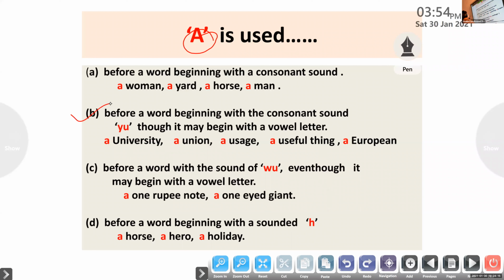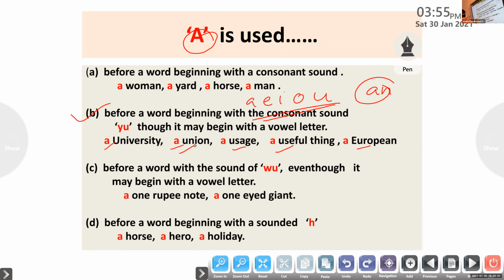Look at point number B, children. Before a word beginning with a consonant sound, U. You know A, E, I, O, U are vowels, and you learned in the lower classes that before all these vowels you must use 'an'. But here I have used A everywhere: a university, a union, a usage, a useful thing, a European. It is not 'an European', not 'an useful thing', not 'an usage', not 'an union', not 'an university'.